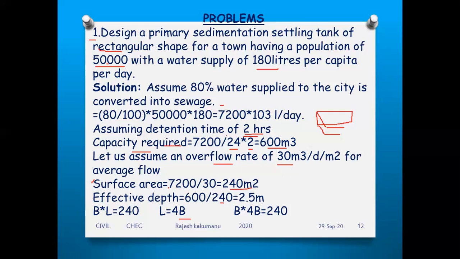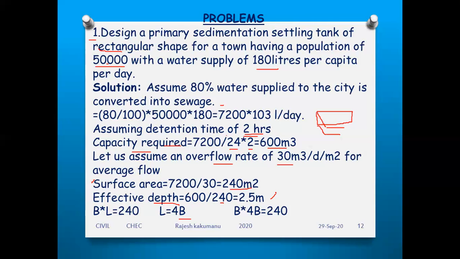Then what are you finding? Depth you are finding. Therefore the effective depth is equal to, what is the effective depth here? 600 divided by 240, right? Because capacity is 600. So capacity divided by surface area, that is equal to 2.5 meters effective depth. Therefore generally area B into L is equal to 240.